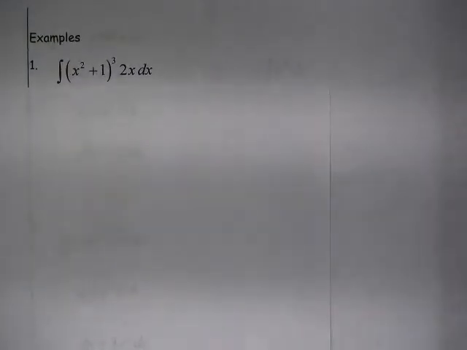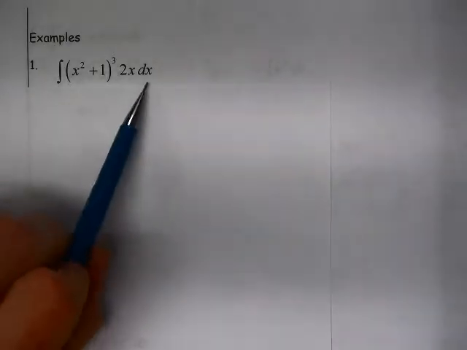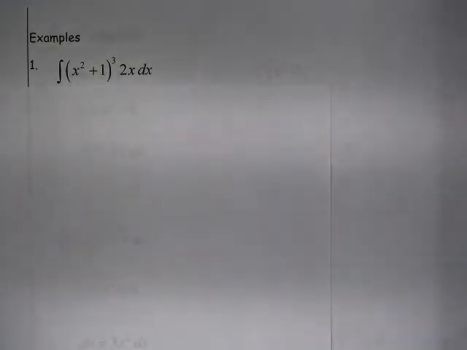Alright, our first example is the integral of (x squared plus 1) cubed times 2x dx. So we want to integrate this. What we're going to focus on in these problems is what to call u, and then what we get for du.